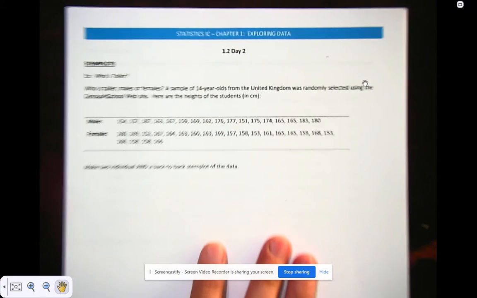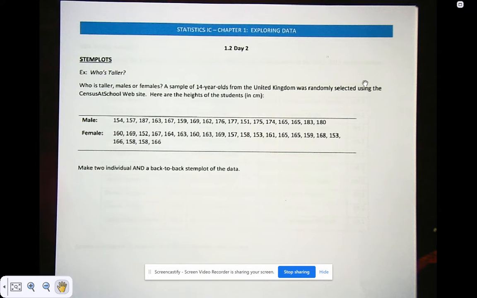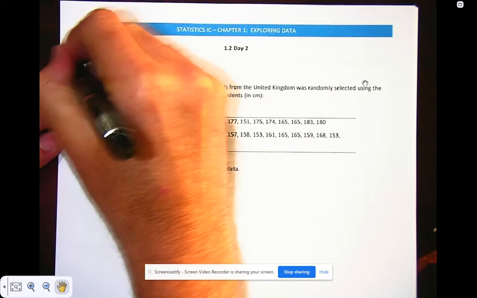Hi guys. Okay, so we're in section 1.2, day 2. We're going to do two new graphs today. We're going to do a stem plot and we're going to do a histogram. So yesterday we did dot plots, pretty basic stuff, and we talked about how we describe the data. And now we're just going to do two new graphs, and then as always, we'll describe what we see.